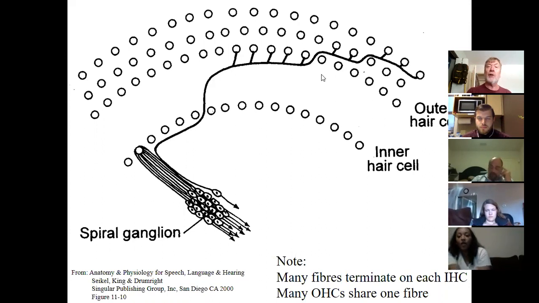So this picture here is all about the eighth nerve. Don't mix this one up with olivocochlear bundle.